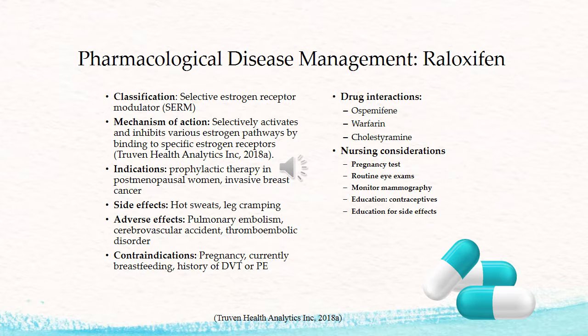Another treatment option for Mrs. Blake includes raloxifene, which is a selective estrogen receptor modulator. It works by selectively activating and inhibiting various estrogen pathways by binding to specific estrogen receptors found on cells. It is used as prophylactic therapy for breast cancer in postmenopausal women, treatment of invasive breast cancer, and it is also used for prevention and treatment of osteoporosis.